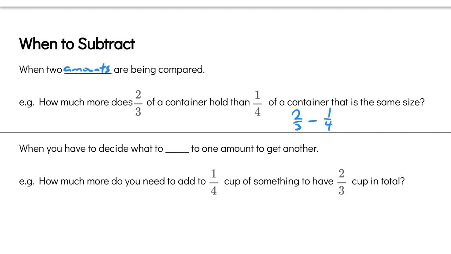Another one is when you have to decide what to add to one amount to get another. So for example, how much more do you need to add to 1/4 cup of something to have 2/3 cups in total? Again, you would say 2/3 minus 1/4, because this is like saying, how much do I need to add to 1/4 to get 2/3?